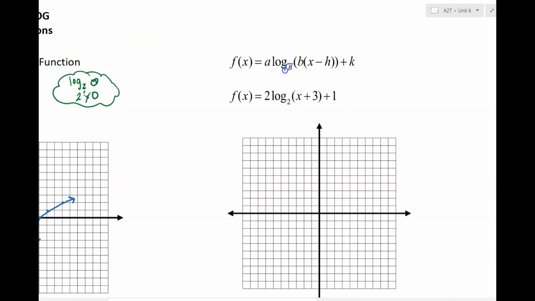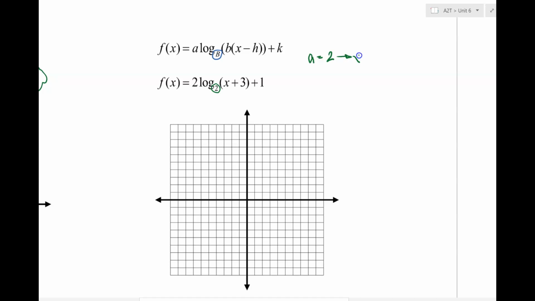Just like we saw before, the capital B is the base. We saw that with exponential, so make sure that we don't think of that as a transformation. It's not. For example 2, we're dealing with base 2. We can see that a is 2, which means we're going to have a vertical stretch. We can see that b is 1, so that's not anything. H, or no, transformation, pardon me, is -3, so that means we go 3 units left. And k is 1, so we're going to go 1 unit up.